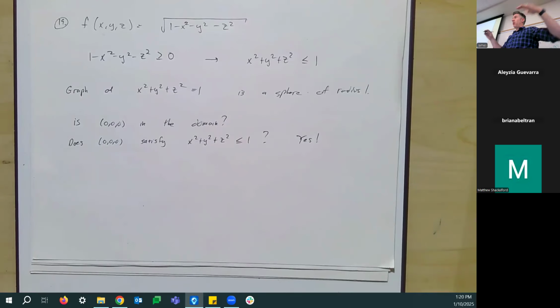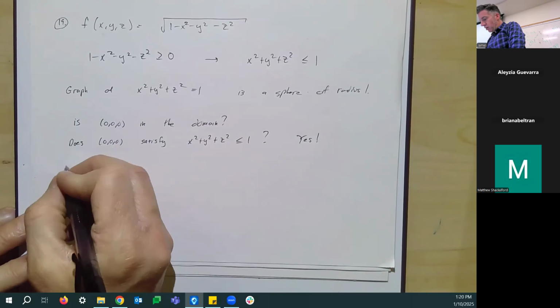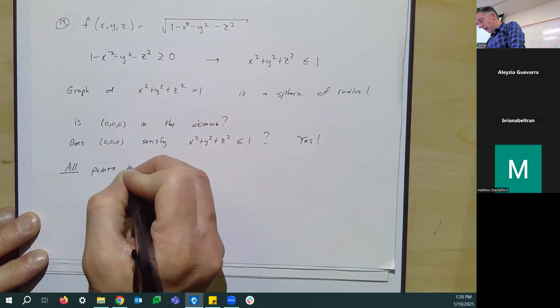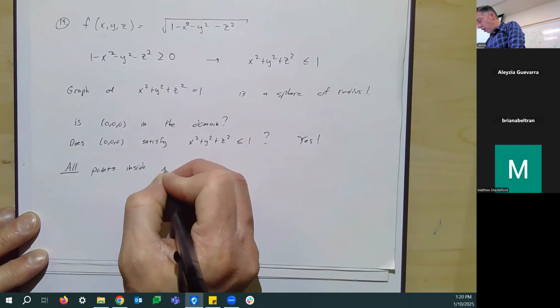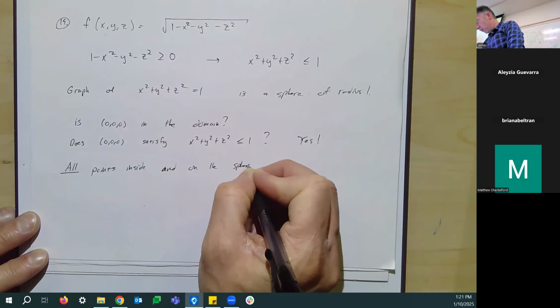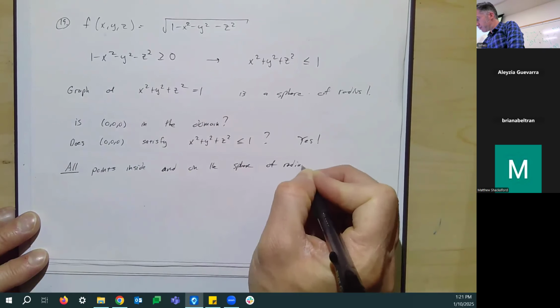Which means that point, which is inside the sphere, is included, and that means all the points inside the sphere are what our domain is, including the boundary, right? Because it's less than or equal to 1. So our domain here is all points inside and on the sphere of radius 1, centered at the origin.